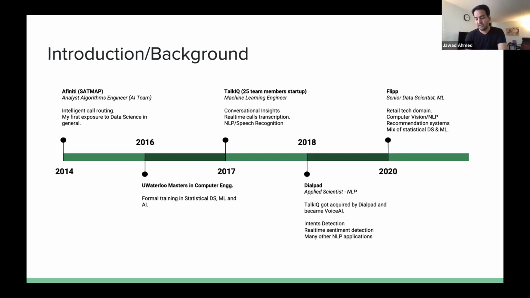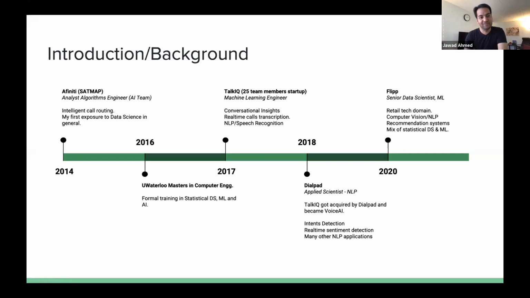Then in 2017, after graduation, I joined a startup out of San Francisco in Kitchener, Waterloo, Talk IQ. They were doing speech recognition and conversational insights, so it was predominantly speech recognition and natural language processing. Then that team was acquired by Dialpad, and we became Voice AI in Dialpad. Dialpad now is similar to Zoom. They do real-time transcription of calls, and then analysis on those calls. So machine learning focused work there as well in NLP. And then last year, I started at Flipp as senior data scientist to give myself more exposure towards the computer vision side of things. But that's just the background I've had in this domain.